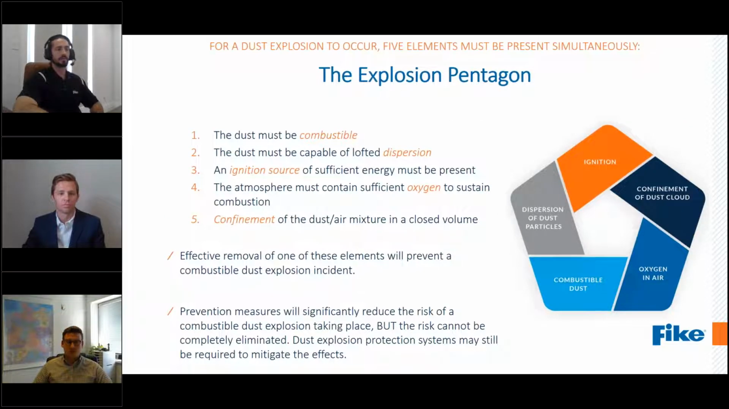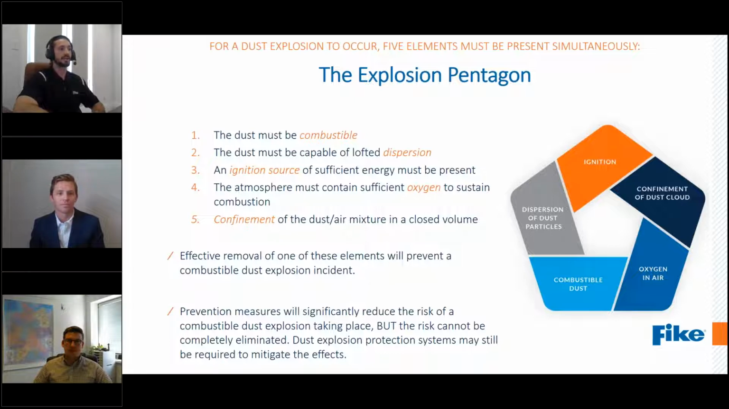A little bit of background for you about combustion dynamics before we jump into the meat of prevention. So you need 5 things for a dust explosion to occur. We call this the explosion pentagon. First, you need a dust or a fuel that is combustible. The dust that is present needs to be capable of lofted dispersion. You need to be able to put that dust into suspension within your environment.